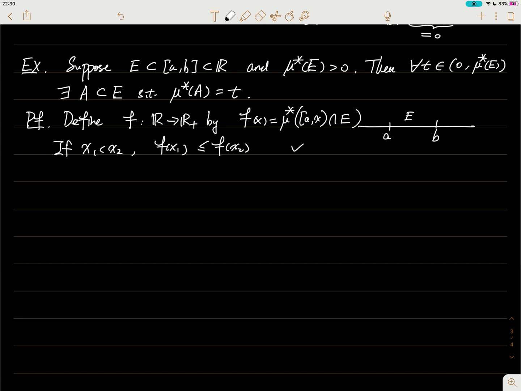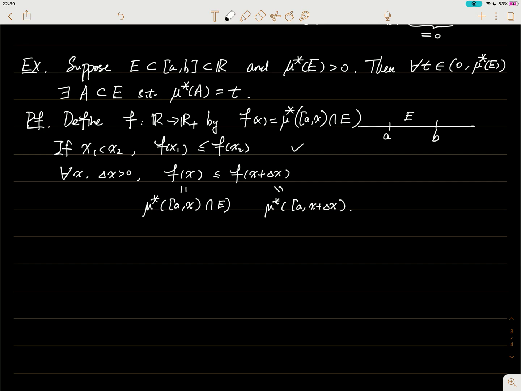The second one is that for any x and delta x, let's say delta x is bigger than 0, let me check. As we showed earlier, f of x must be less than or equal to f of x plus delta x, right? Because x plus delta x is on the right side of x, it's bigger than x. So this is what we just showed. But not only that, we can show that this side is just the mu star of [a,x) intersected with E, right? And on the right-hand side, this is the mu star of [a,x plus delta x) intersected with E.